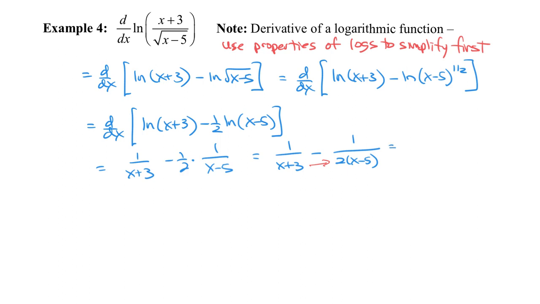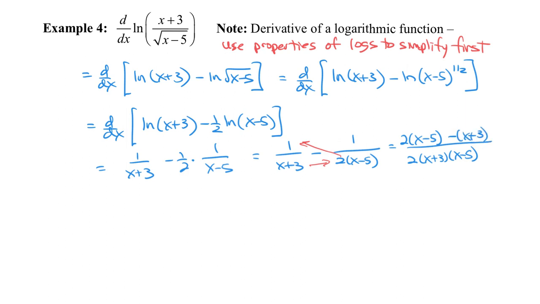right? And that gives us, I'm just going to pull the 2 out front, 2 times x plus 3 times x minus 5. And then we go diagonally, so we get 2 times 1, or 2 times x minus 5 times 1. And then we go minus, because we're going to have x plus 3 times 1. So we go minus x plus 3.